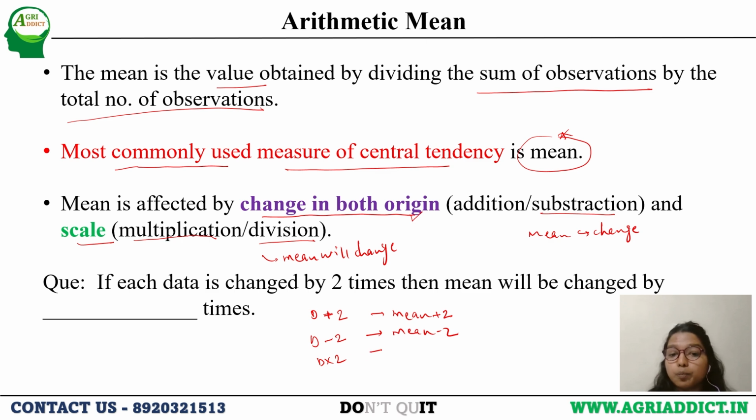If we are multiplying the data by 2, then the mean will also get multiplied by 2. If we are dividing by 2, then the mean will also get divided by 2. Okay, I hope you got this point. So I have included this question. If each data is changed by 2 times, then the mean will be changed by 2 times, just like I said here. So it should be 2 times.